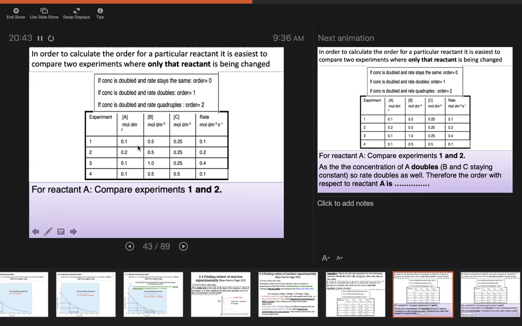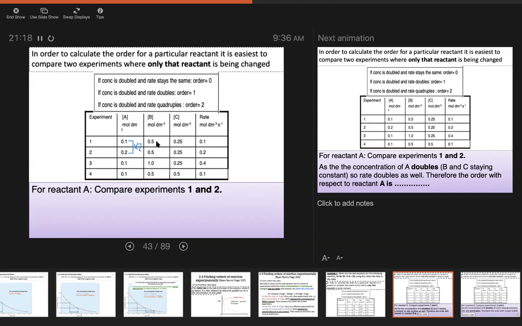Okay, so this is what it means by, if you want to study the order of reaction for A, you only focus on 2 experiments that change the concentration of A only. Right, so let's have a look at experiment 1 and 2. If we compare experiment 1 and 2, the concentration goes from 0.1 to 0.2. That is a multiple of 2. Do you agree? The concentration of A is double.